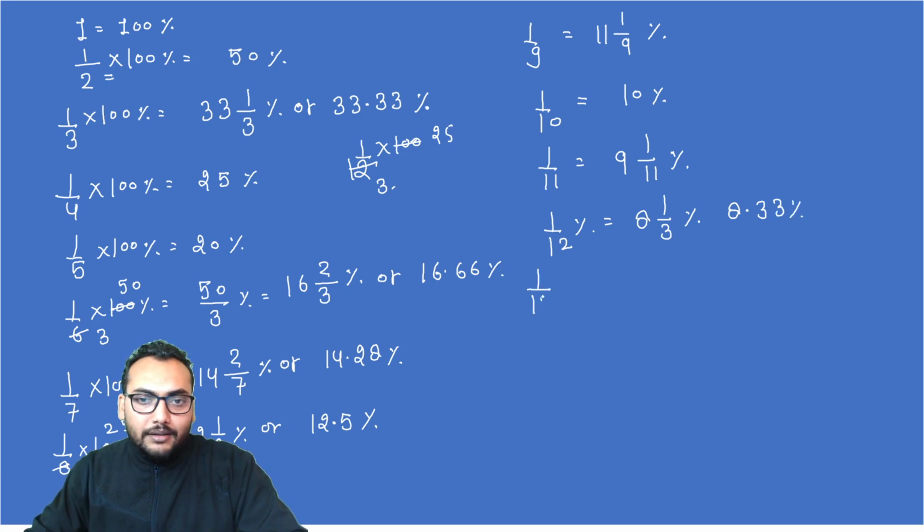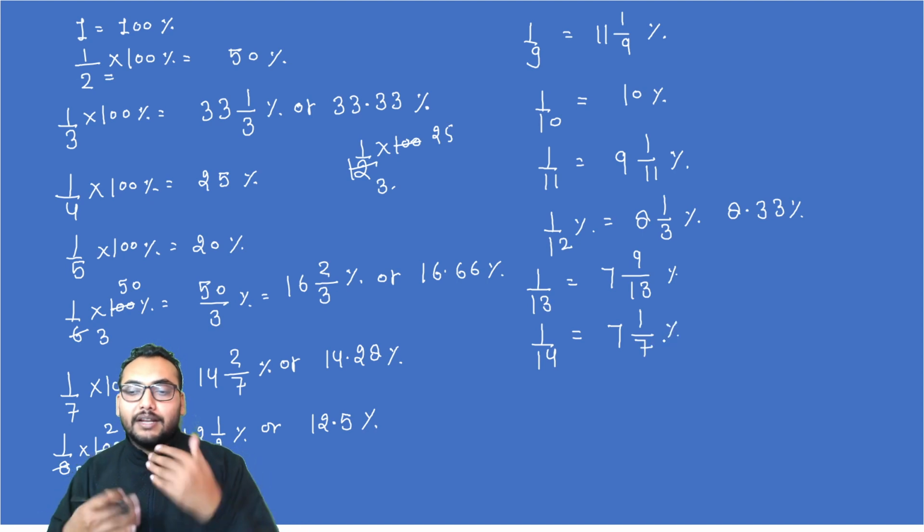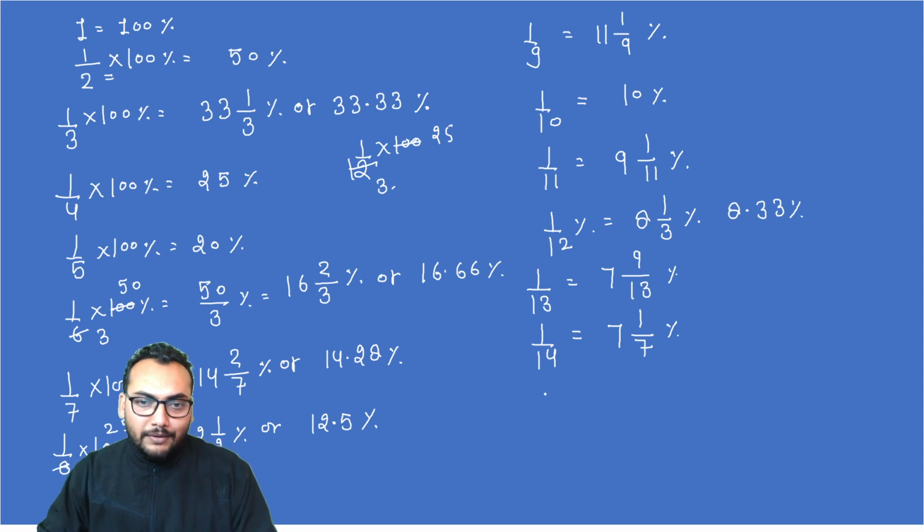1 by 13, that you can write as 7 whole 9 by 13, because the table will go 7 times 13 is 91. In the same way, if you want to convert 1 by 14, you can actually write it as 7 whole 1 by 7. 1 by 14 can be written as 7 whole 1 by 7. In the same way, 1 by 15, when we multiply it by 100, you will get 6 2 by 3%. So you can write it as 6.66% also. Okay.